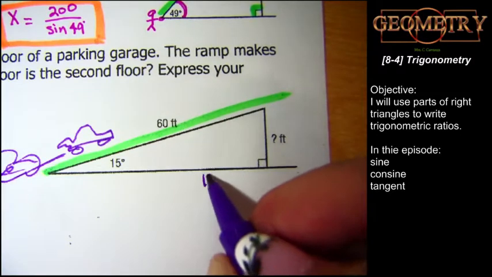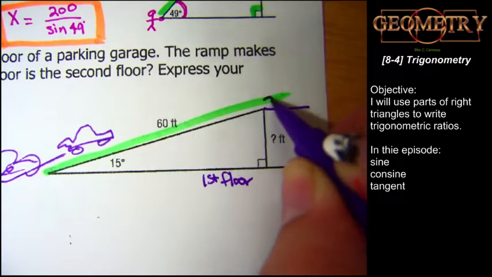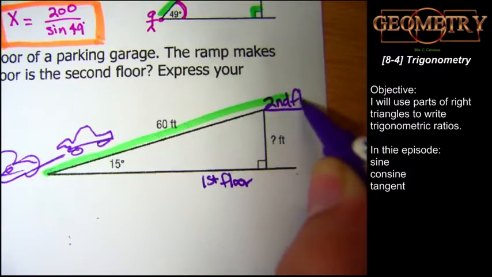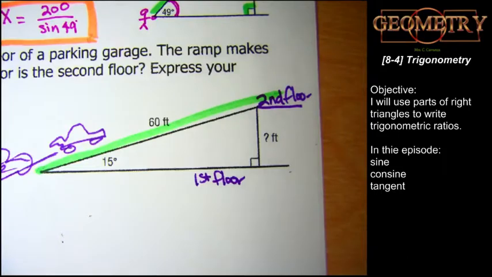That means this is the first floor. And that means this is the second floor. He's got to get up there before Joker drops.